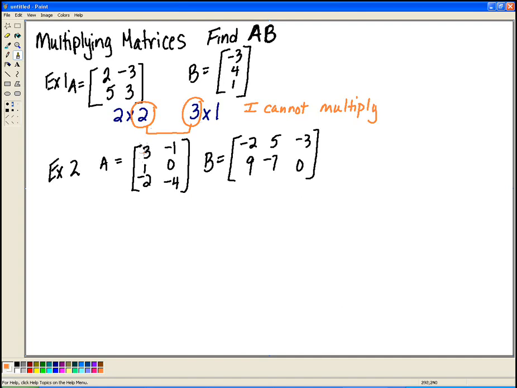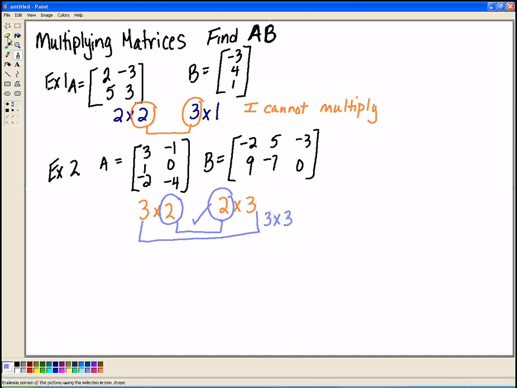Here I have another example. A has 3 rows and 2 columns, and B has 2 rows and 3 columns. Well, look, my number of columns in my first matrix matches up to the number of rows in my second matrix, so I can multiply them. So that is a check. And the result will be what is left on the outside. So my new matrix, after I multiply them, will be a 3 by 3.